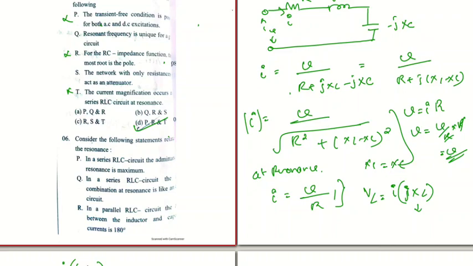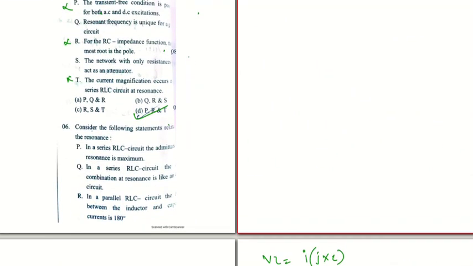Let's move on to the next question. Consider the following statements related to resonance. In a series RLC circuit, the admittance at resonance is maximum. That is the first one.